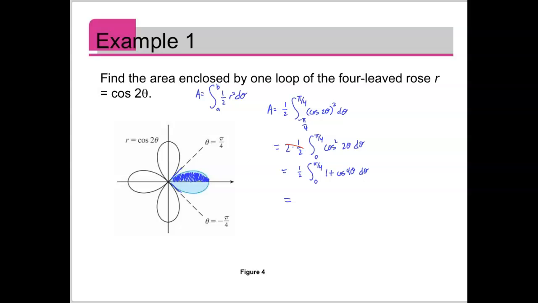All right, now we're ready to take the antiderivative. The antiderivative of 1 is just going to be theta, so I'll have 1/2 theta. The antiderivative of cosine 4 theta, that's going to be, what, 1/4 sine of 4 theta? From 0 to pi over 4.